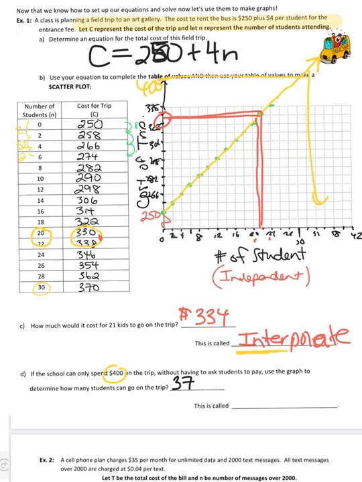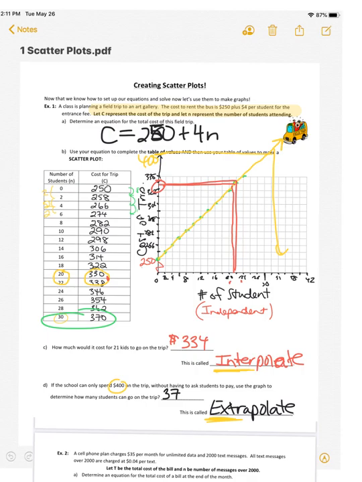So I have this data all the way up to 30 students here. And we know that we're going to need more than 30 students to get up to the 400. When I'm looking at data that is outside of my graph, this is called extrapolate. So we're getting extra information beyond the data that we know. So that is how we make a scatter plot. That's what that looks like.